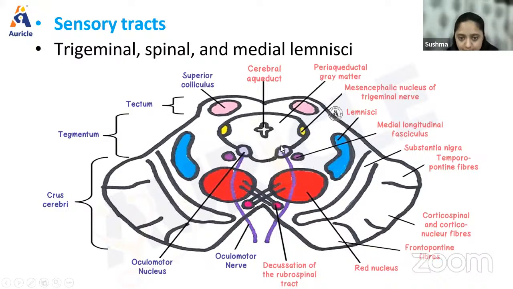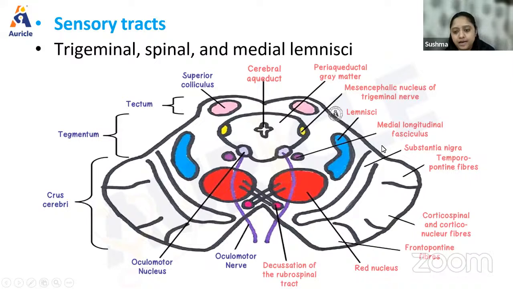Then come a little down. What do I have over here? Oculomotor nucleus. Okay. After oculomotor nucleus, what do I have? You have the medial longitudinal fasciculus. Come a little below. This big red structure is the red nucleus, and the fibers that come out are actually the rubrospinal tract, and the decussation is taking place over here.